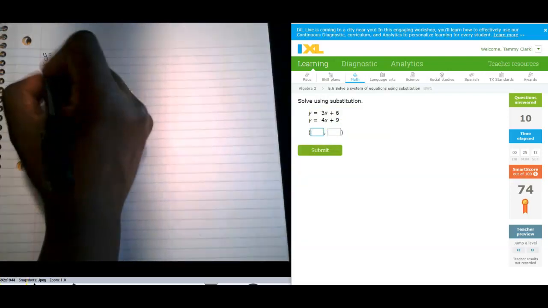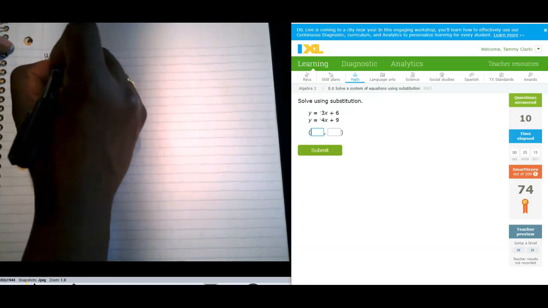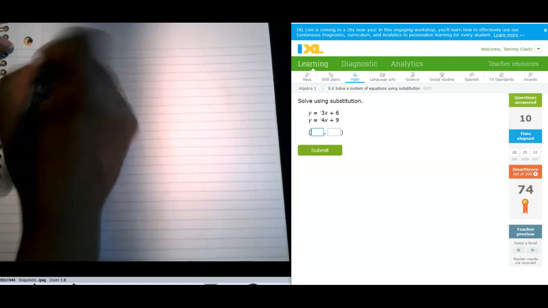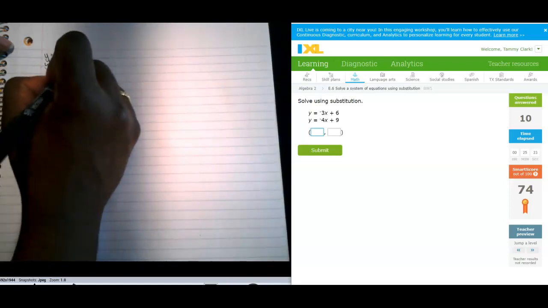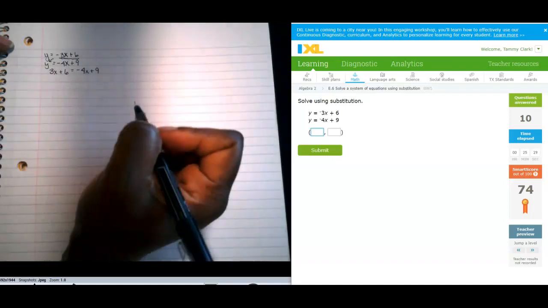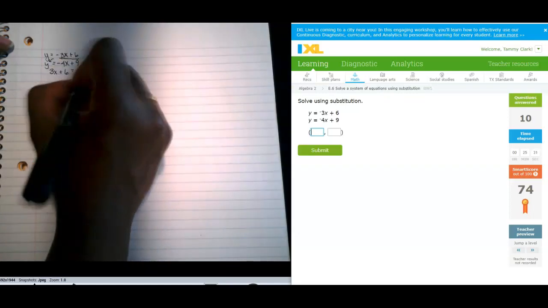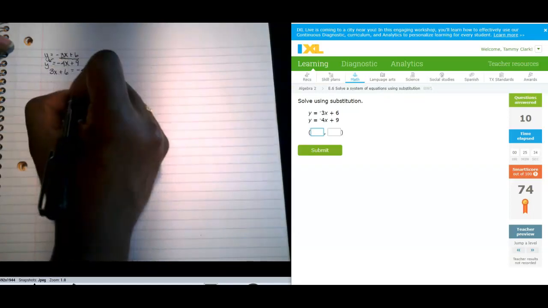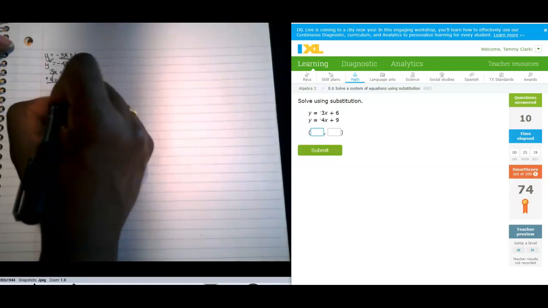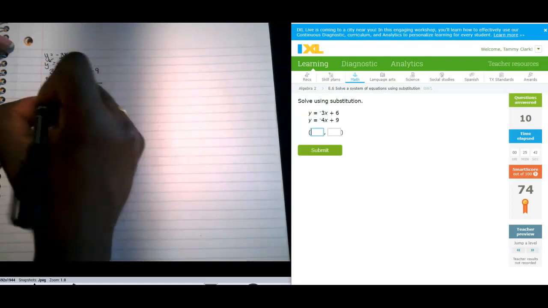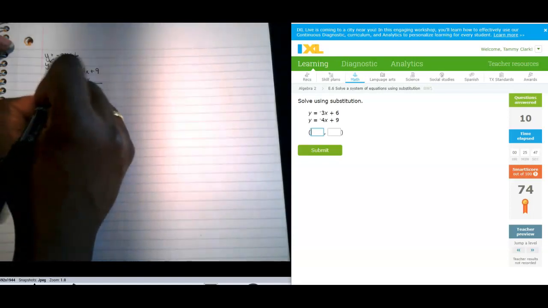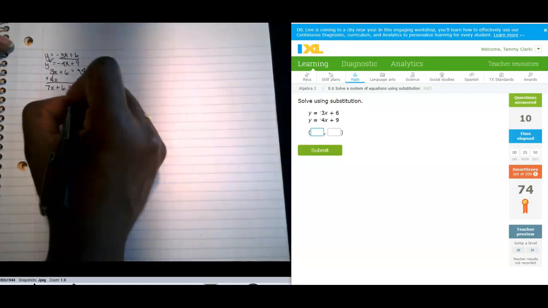All right, we're back with an easier one. We know we're going to substitute the value of y, which is 3x plus 6, into the second equation. That gives us 3x plus 6 is equal to negative 4x plus 9. Again, I want a positive x. So I'm going to eliminate this negative 4x by adding 4x to both sides of the equation. That leaves me 3x plus 4x is 7x plus 6 is equal to 9.